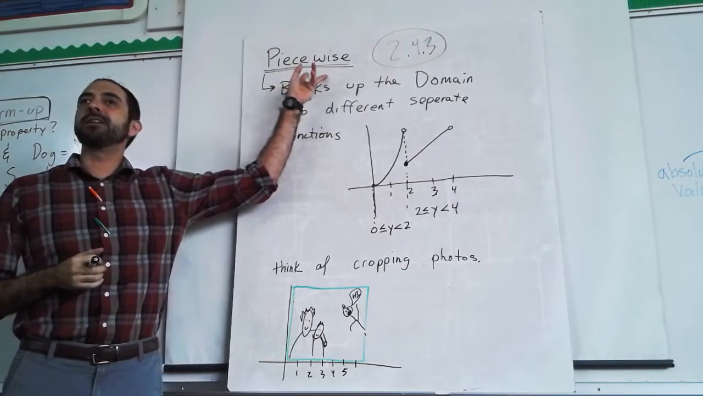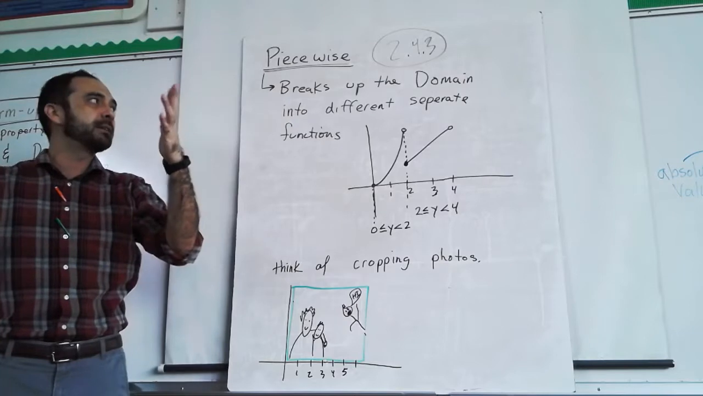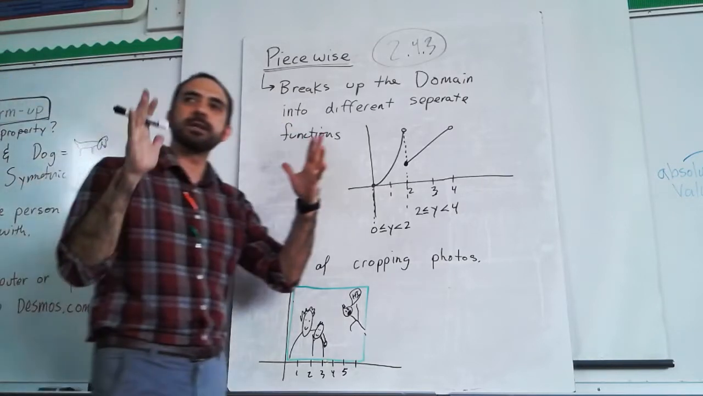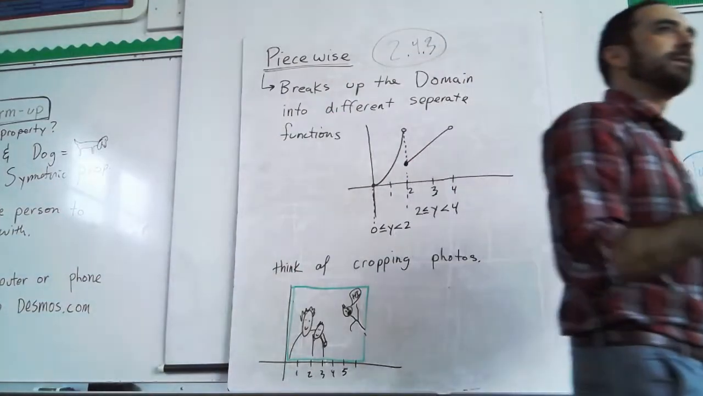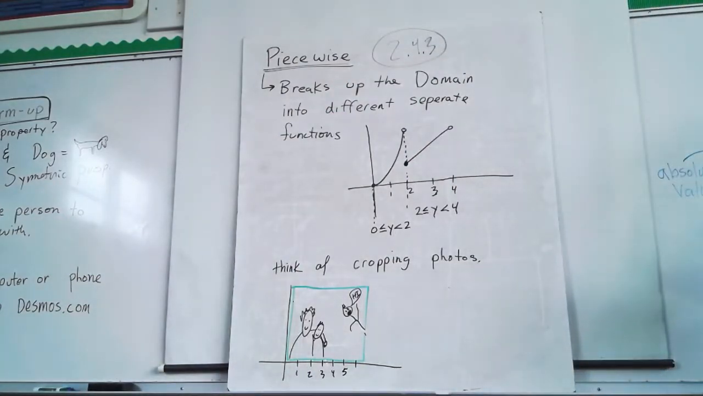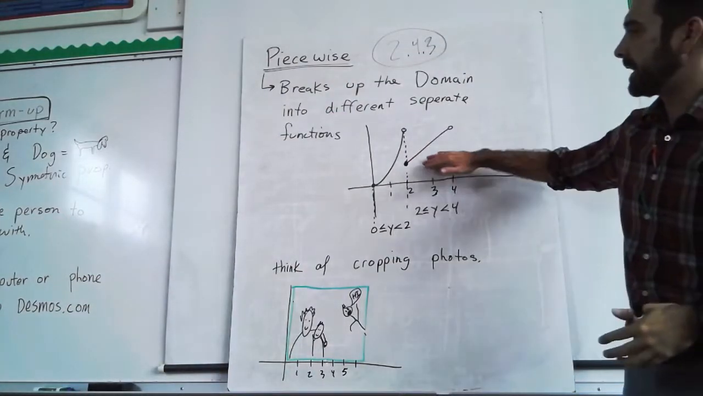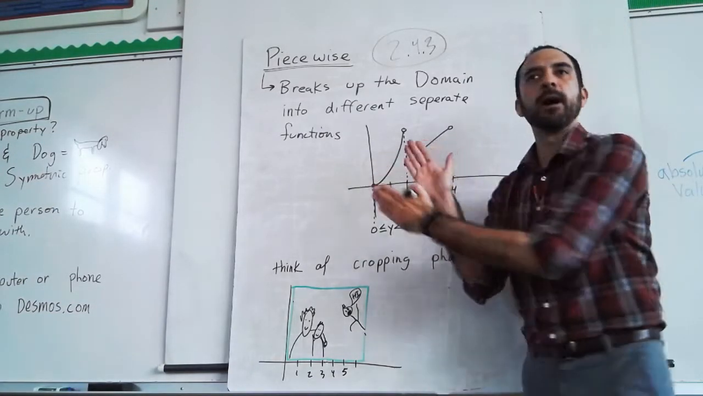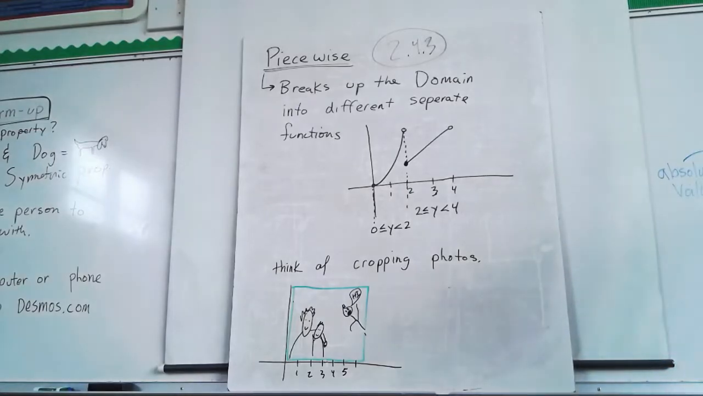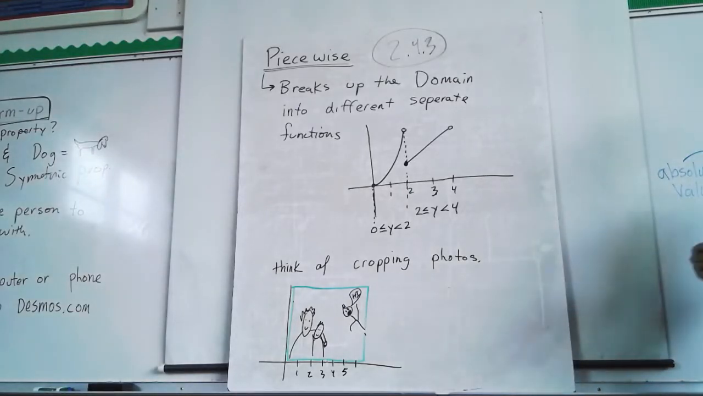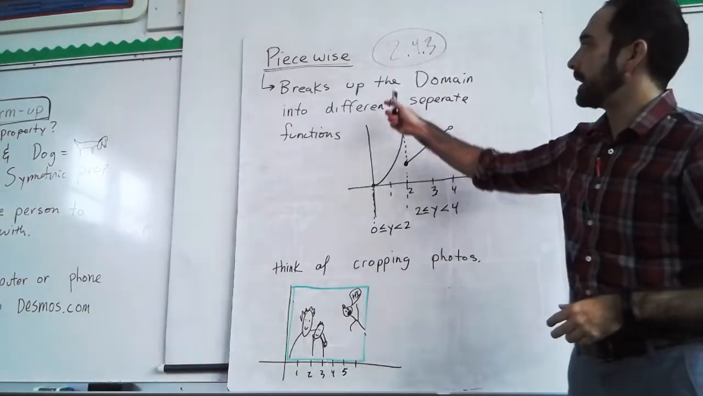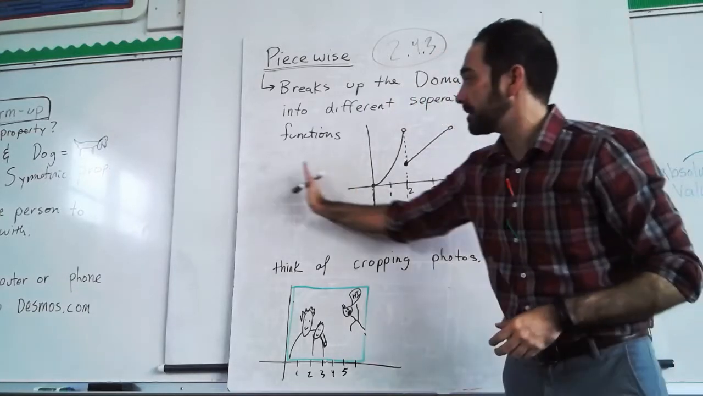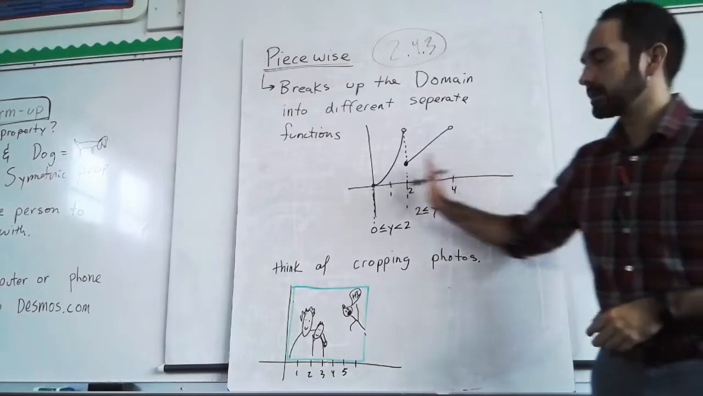Piecewise. All this is talking about is we're breaking the domain into different separate functions, different segments. So it's basically we're going to be making a graph with pieces of other functions kind of woven together. And it always has to do with breaking up the domain. We're talking about breaking up the domain along our x-axis here.